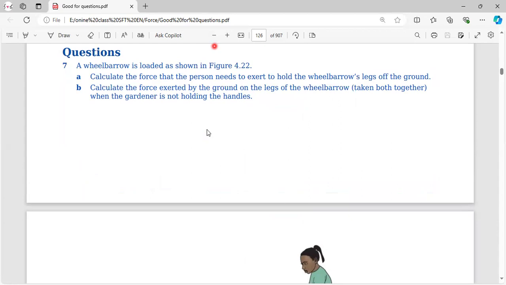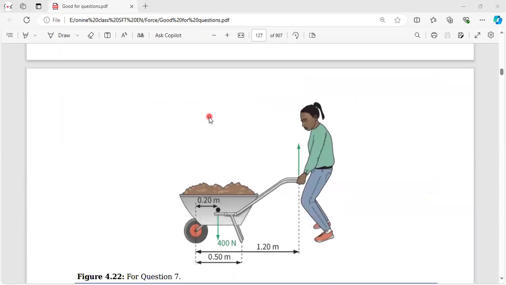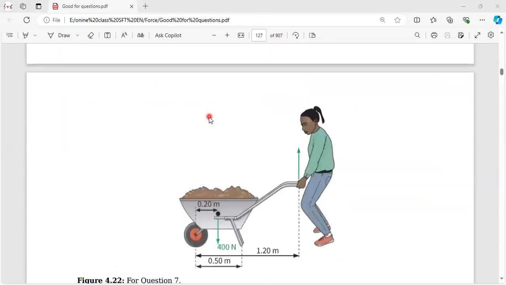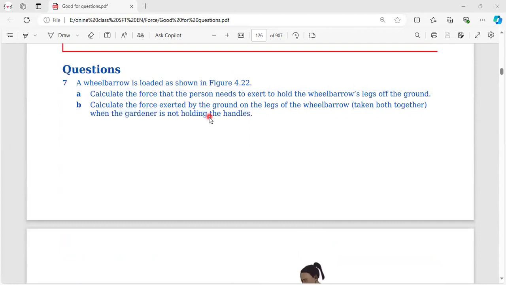This is also another question, the kind of question actually asked as an MCQ in an A-level past paper. In this question, a wheelbarrow is loaded as shown in figure 4. We need to find out the force that the person needs to exert to hold the wheelbarrow's legs off the ground.